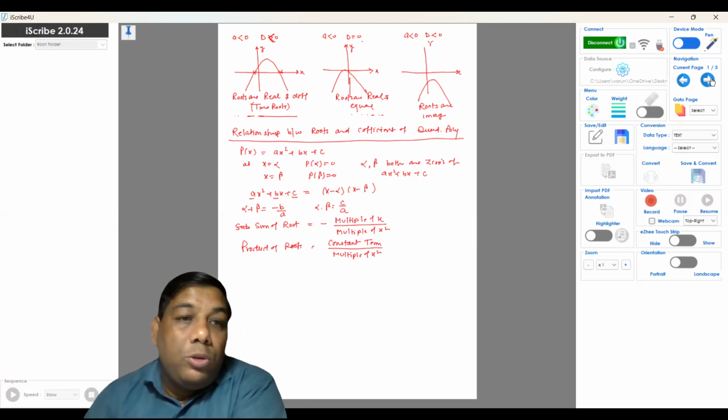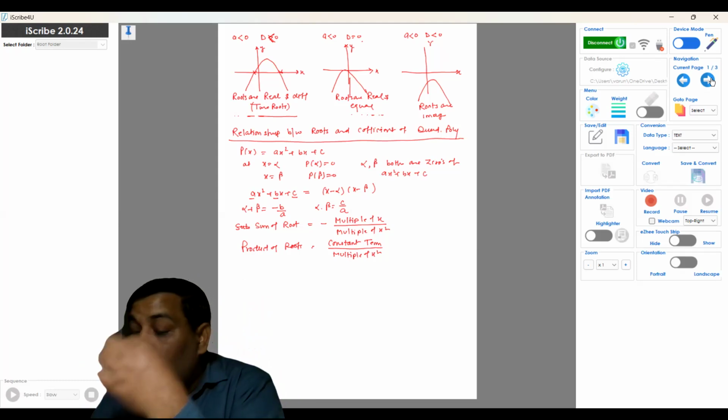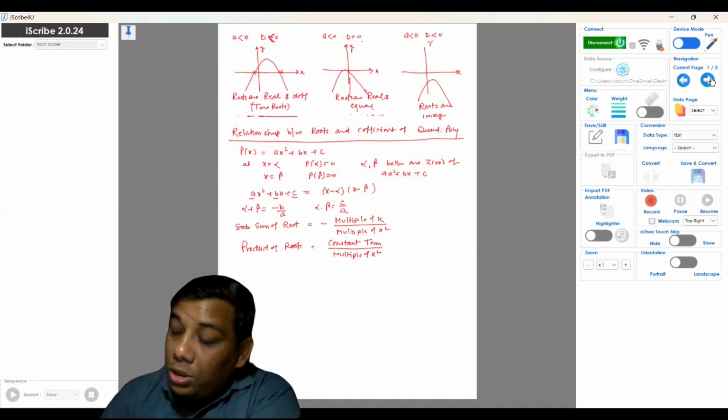Now CBSE has introduced competency based questions in our syllabus, in almost all of the subjects. One question is of this type.